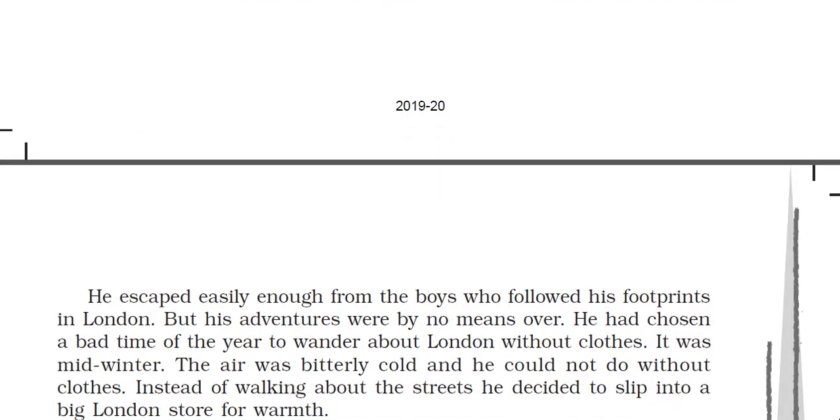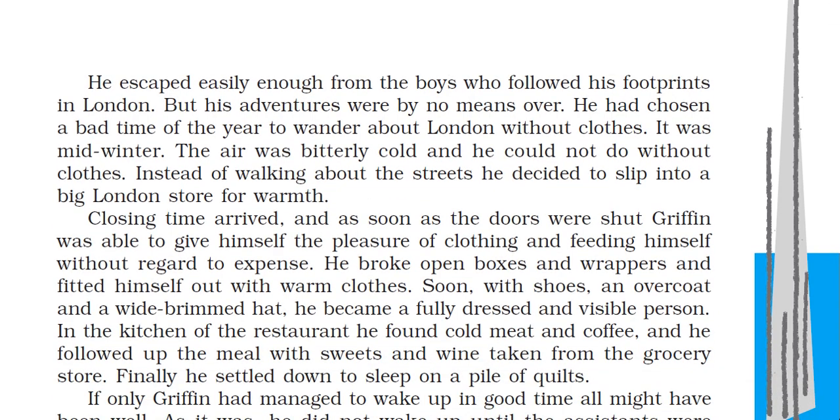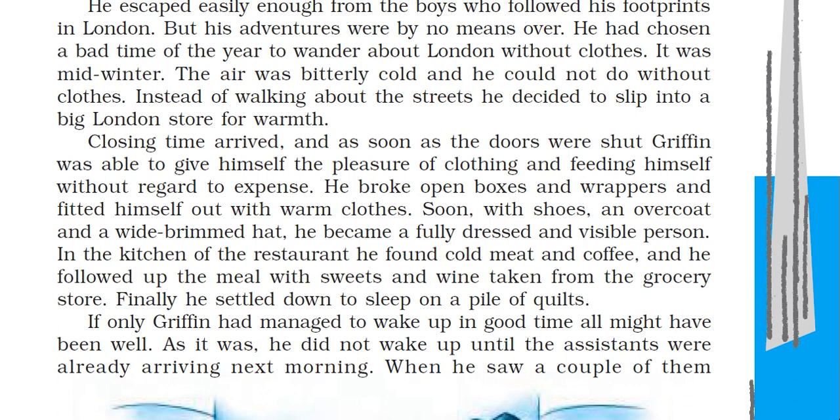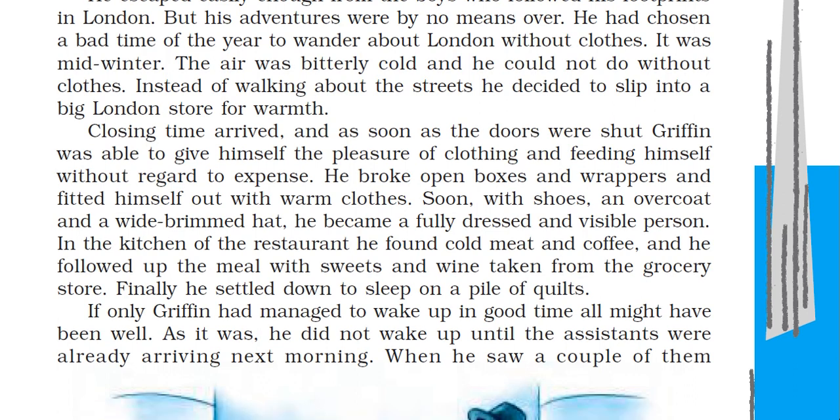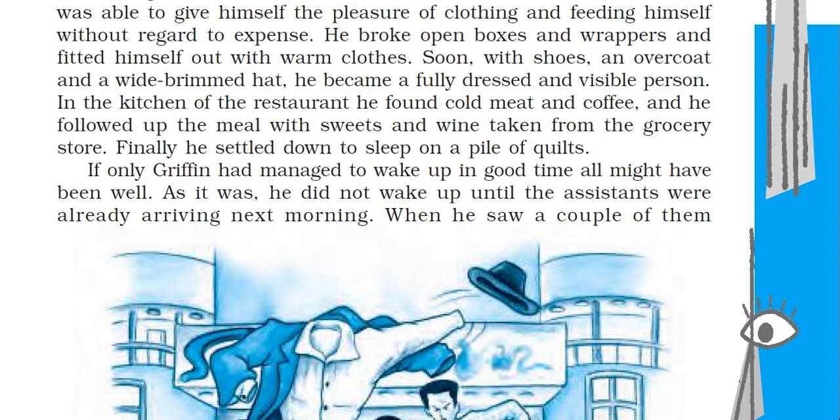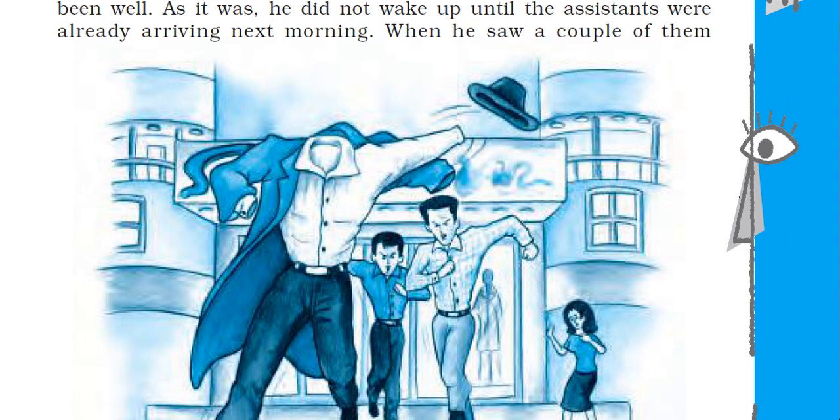After the stores were shut down, he picked up some comfortable clothes to warm himself and fed himself with cold meat and some coffee from a nearby restaurant. Later, he slept on a pile of quilts in the store. The following morning, some associates started approaching him, and he removed all his clothes immediately and became invisible again. As Griffin wandered without clothes in the chilly weather, he could feel the biting cold and decided to take some clothes from a theatre company.